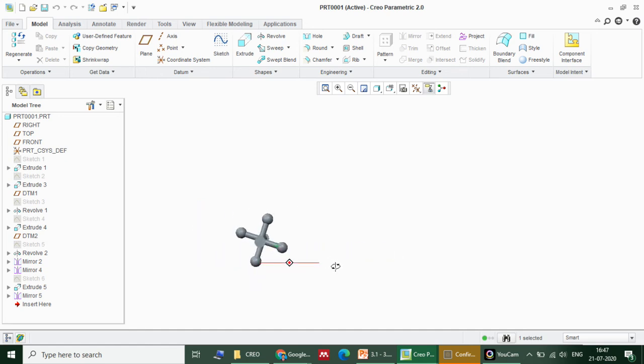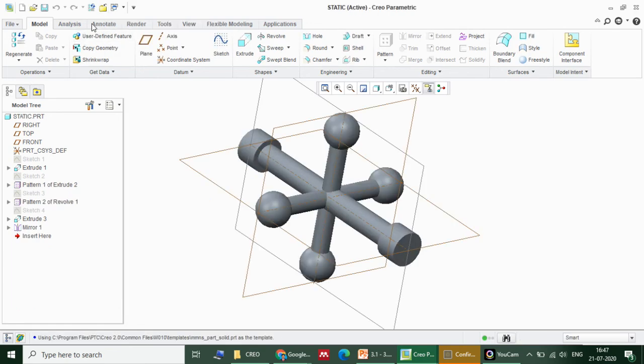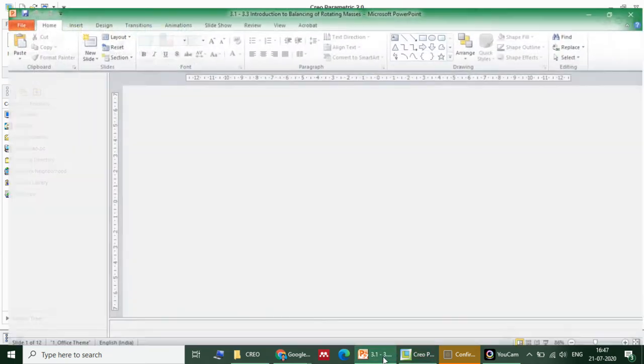But you have to think about it and find out the resultant. That is the basic idea of what the problems involve. Clear? So static and dynamic, I think you are clear now. Let's move on. I think I can close the Creo. Let's go through some slides.